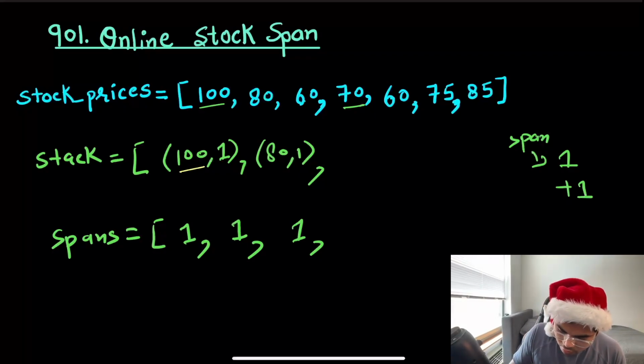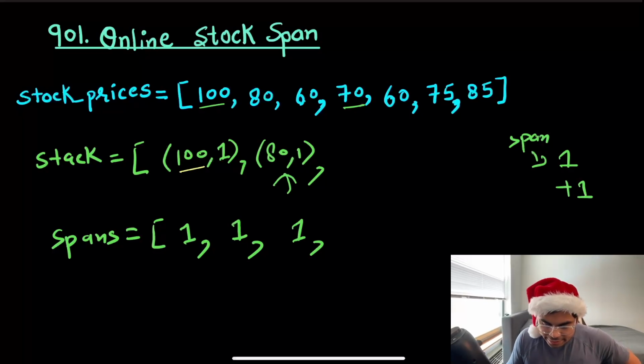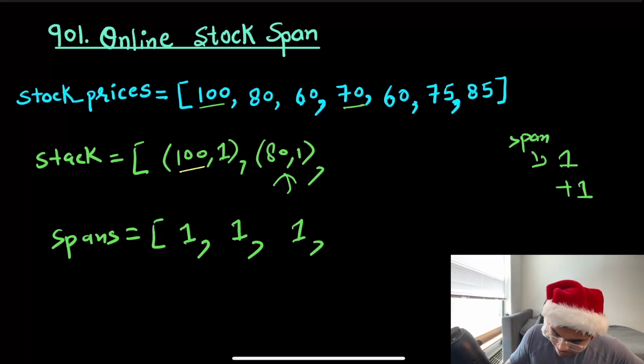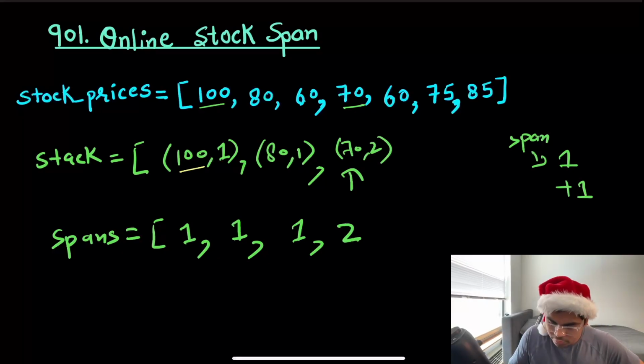So I'll be adding this, so 2. Now this is gone. How about the top of my stack now is 80? Is 80 lesser than 70? No, it is not. So I'll just keep that at top of my stack. But now my answer would be 2, and I'll also push that value and make this my top of my stack, 70 with 2.